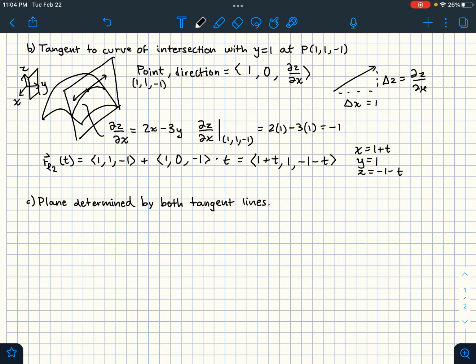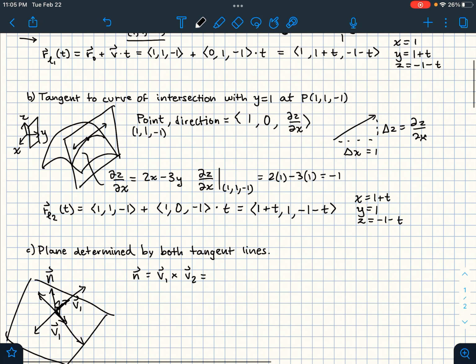And part C wants us to find the plane determined by the two tangent lines. So we have two lines. We know their directions. If we want to find the plane determined by those two vectors, we need to find the normal vector. Okay? So we have our two directions, v1 and v2. And if we cross them, we can get the normal vector for our plane. And that plane will contain both of those lines. So we know n will equal the cross product of the two directions.